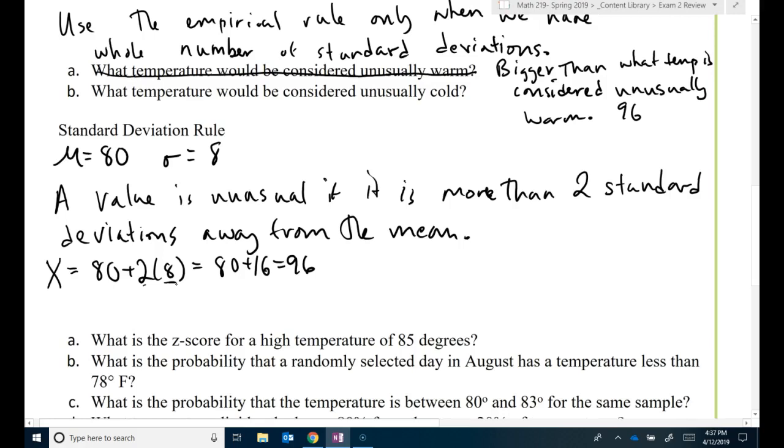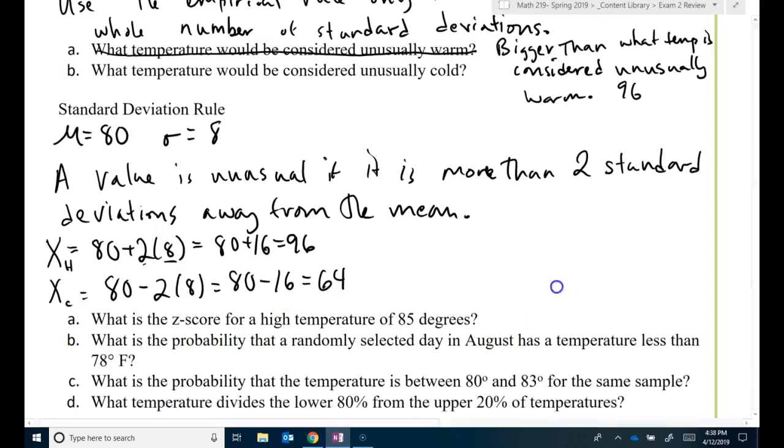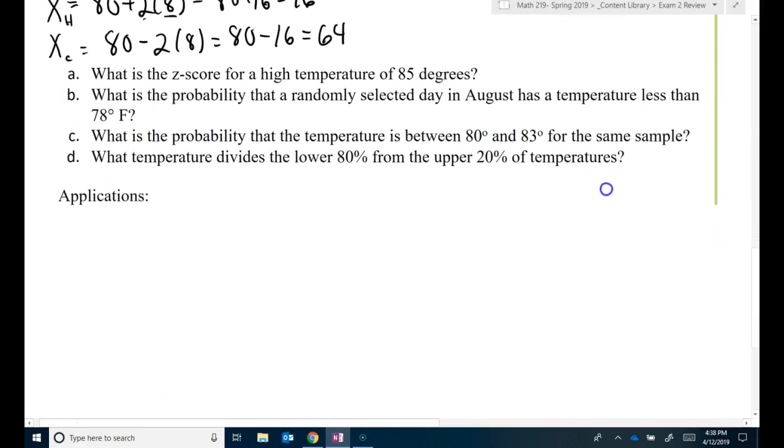What about what temperature would be considered unusually cold? Well, that one, call this x cold, is going to be 80 minus 2 standard deviations away from the mean. So 80 minus 16, which equals 64. And there it is. That one's simple. You just have to know that to be unusually warm, you're more than 2 standard deviations above the mean. To be considered unusually cold, you are less than minus 2 standard deviations from the mean. Okay, that's it.